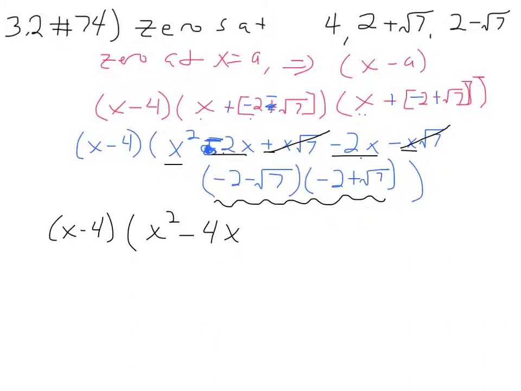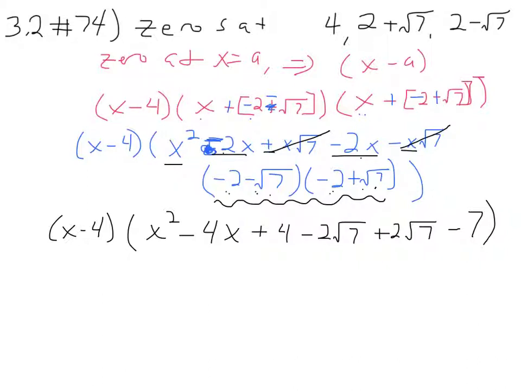And now let's FOIL out the remaining terms, right? So we're going to have a minus 2 times a minus 2 is going to be a plus 4. Minus 2 plus the square root of 7 is going to be minus 2 times the square root of 7. Minus 2 minus the square root of 7. Minus times a minus is a plus. 2 square roots is 7. Minus square root of 7 plus the square root of 7. Minus and a plus is a minus. Square root of 7 times the square root of 7 is 7. Okay?